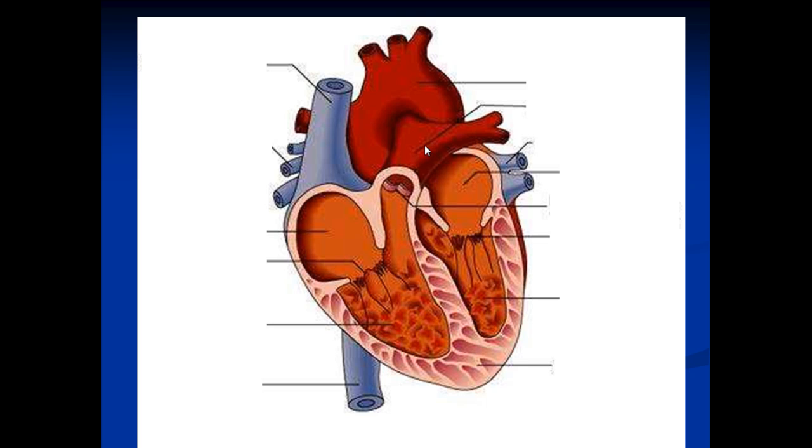That then comes back via the pulmonary vein, which is this blood vessel here, which serves the left atria. That then pumps to the left ventricle, which then pumps the blood out via this large blood vessel here, which is the aorta.